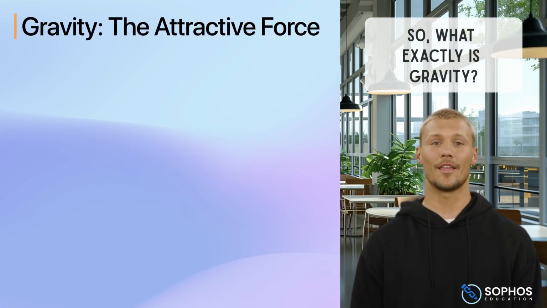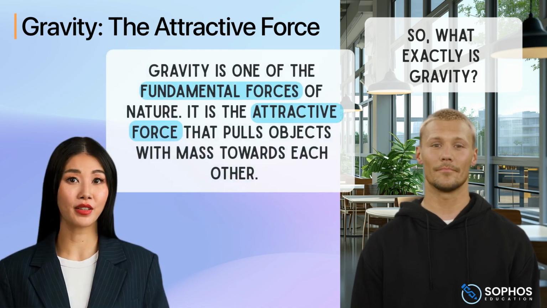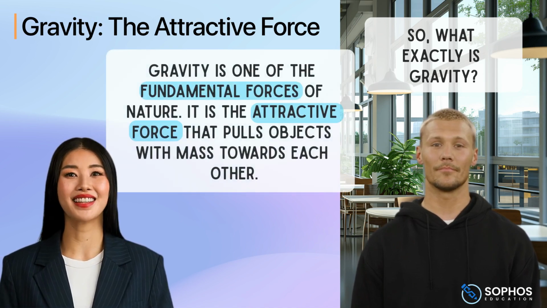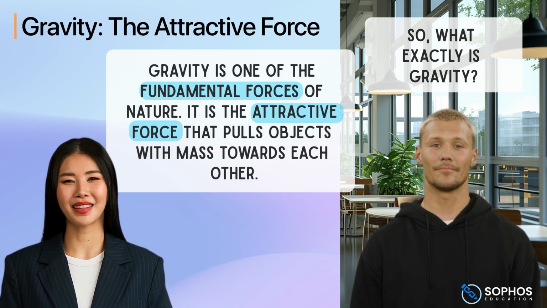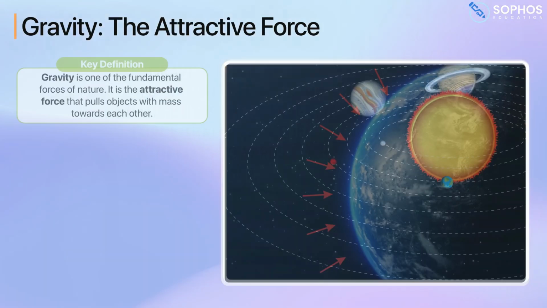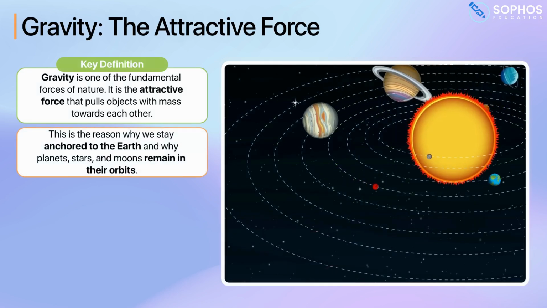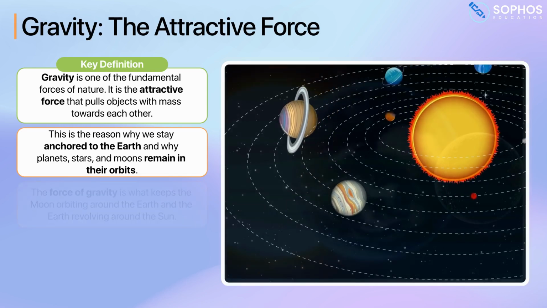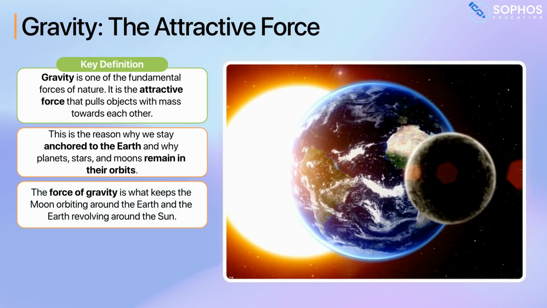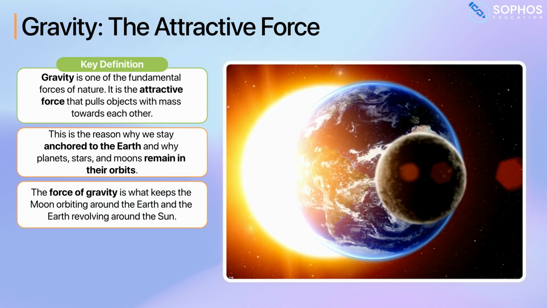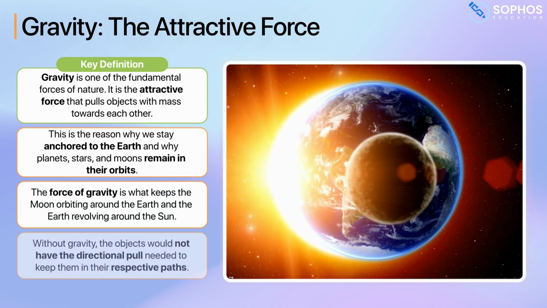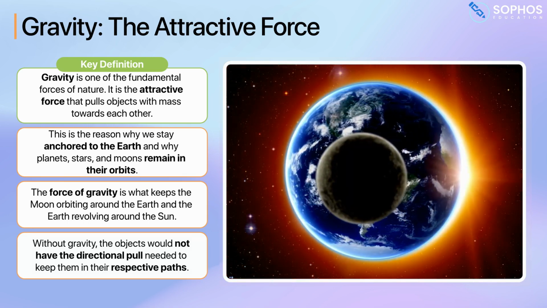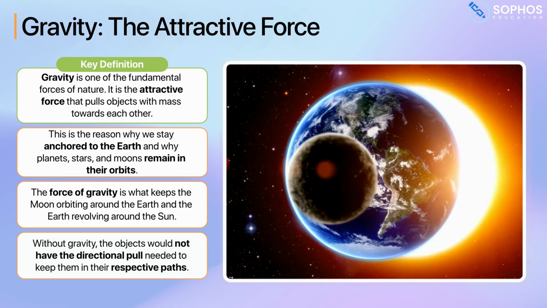So what exactly is gravity? Gravity is one of the fundamental forces of nature. It is the attractive force that pulls objects with mass towards each other. Gravity is the reason why we stay anchored to the Earth and why planets, stars, and moons remain in their orbits. The force of gravity is what keeps the moon orbiting around the Earth and the Earth revolving around the Sun. Without gravity, the objects would not have the directional pull needed to keep them in their respective paths.